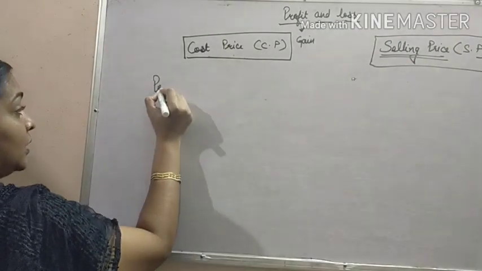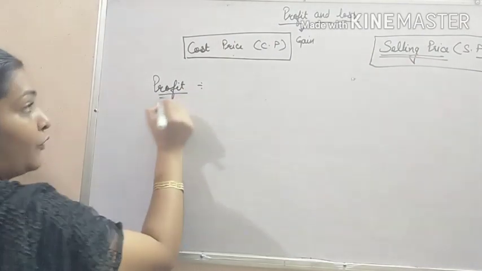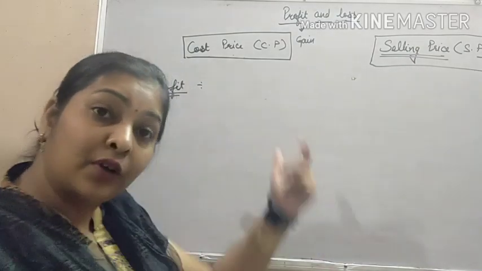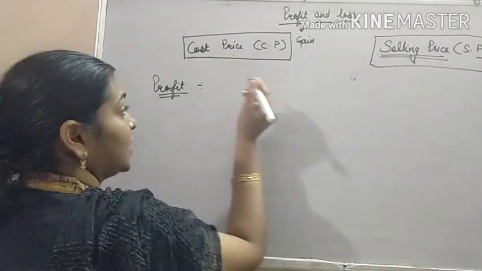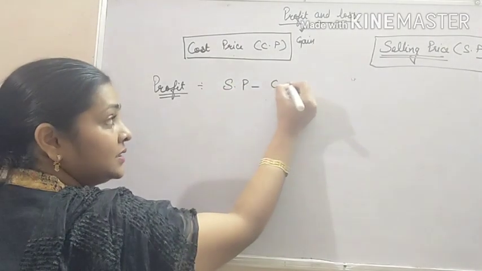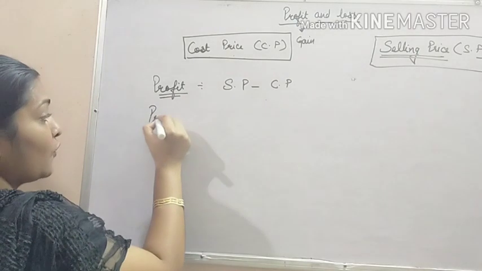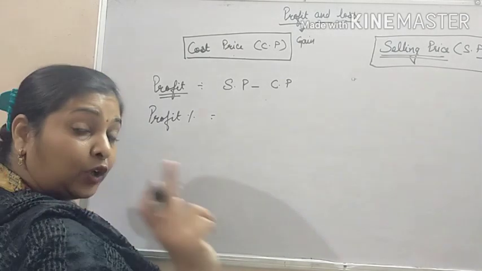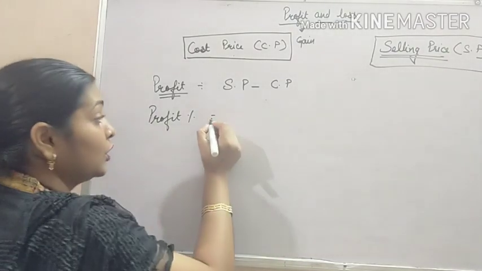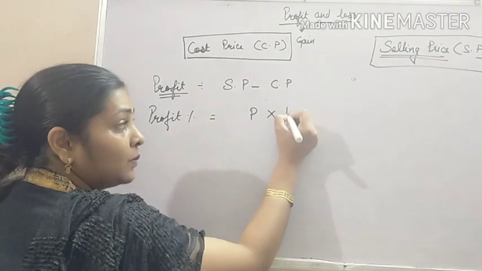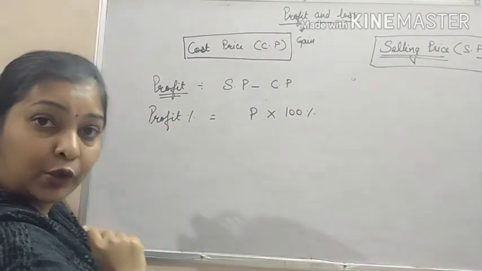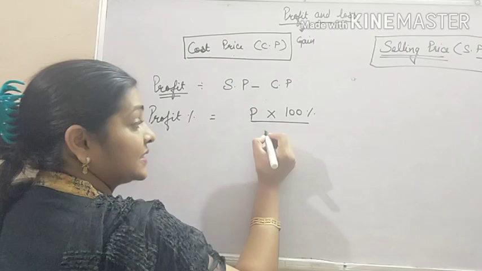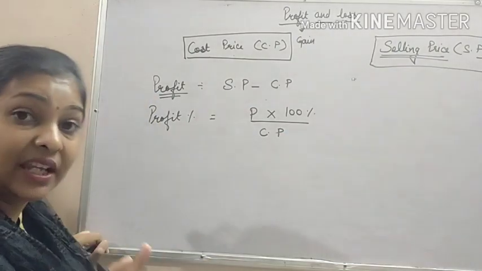You will have profit if you sell an item at a price greater than cost price, so profit is always equal to selling price minus cost price. And what will be profit percentage? Now see, you have to put a percent sign, and I told you that whenever you have to put a percent sign, you need to multiply by 100. Now it is divided by the total. Total what? Cost price, at which we have purchased the item.